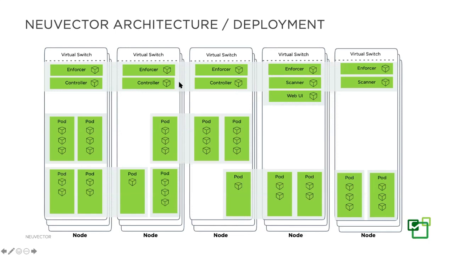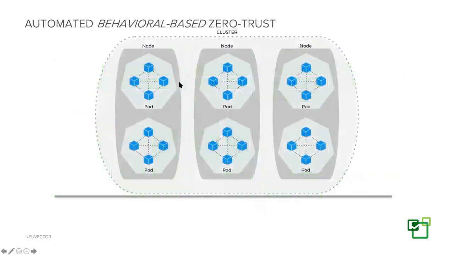So the last thing I'm going to cover in PowerPoint, unless there are questions, is how this automated behavioral zero trust works. Buzzword, buzzword, buzzword. Now, if you got your bingo cards, I think you may have scored a bingo there.